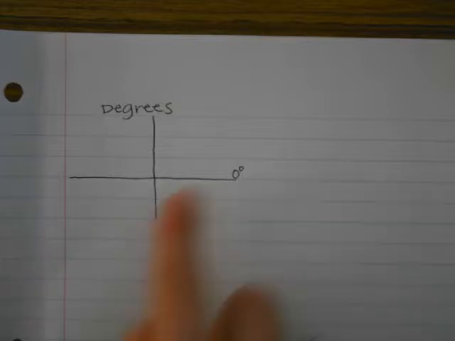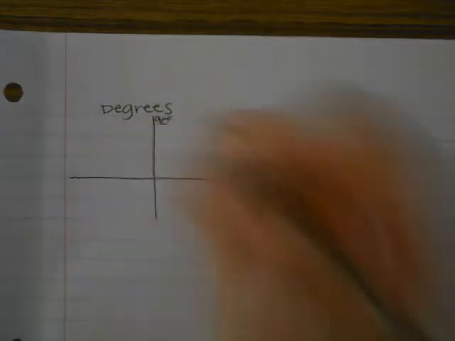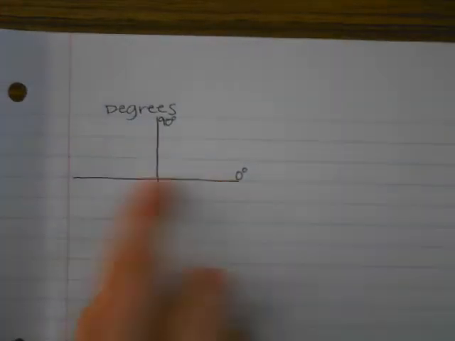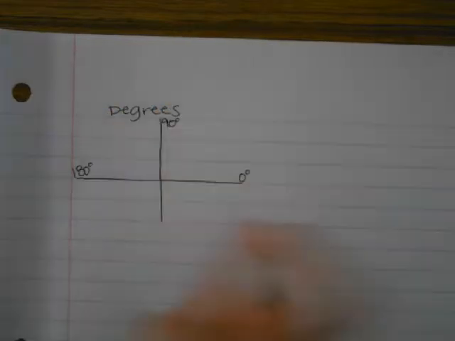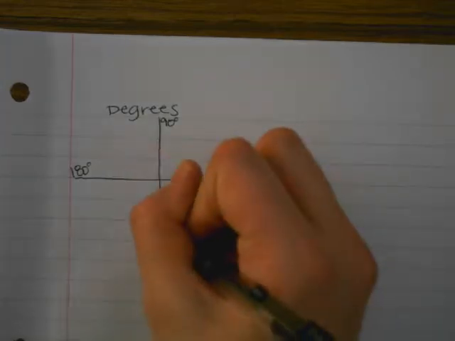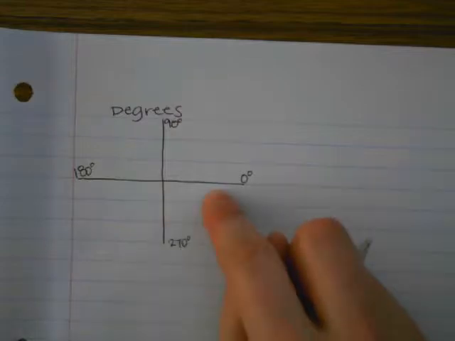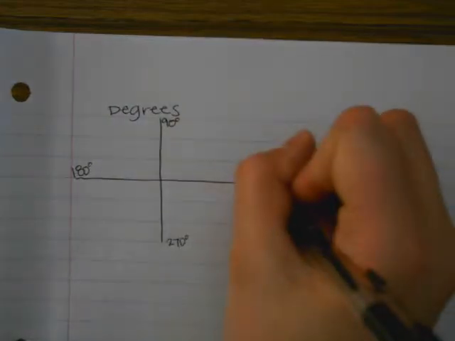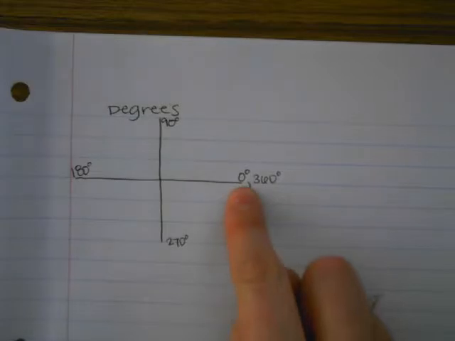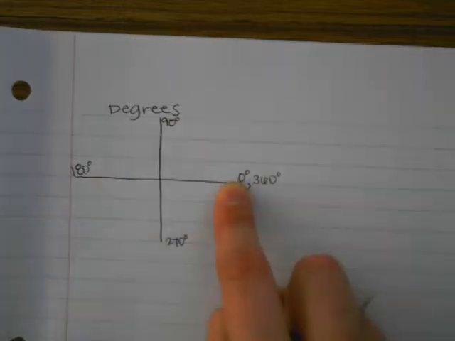What would this measurement right here be? 90. So we're going to say 90 degrees is right up there. How many degrees make a straight line? 180. If I go another 90 degrees, what do I have? 270. And then if I go another 90, 360. And 360 is also a complete circle. So 0 degrees is like the start of the circle, 360 is the end of the circle, and that's how we got all those degree measures.